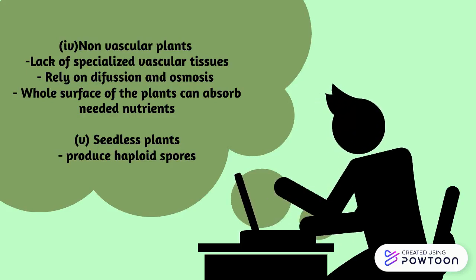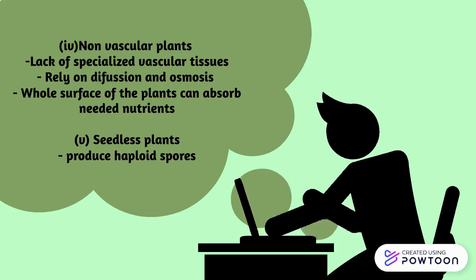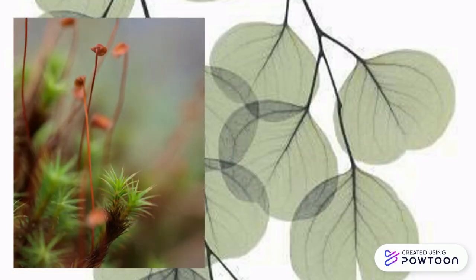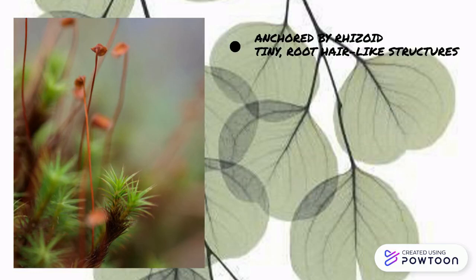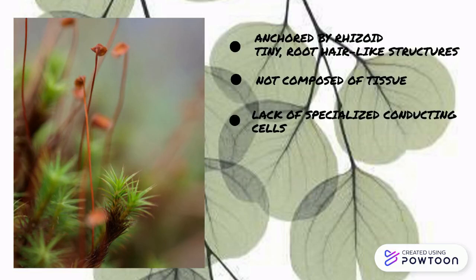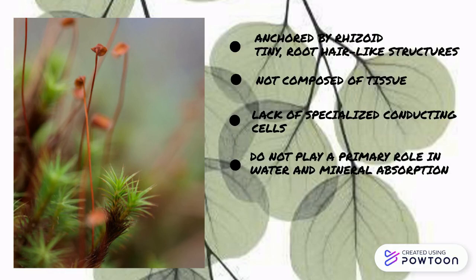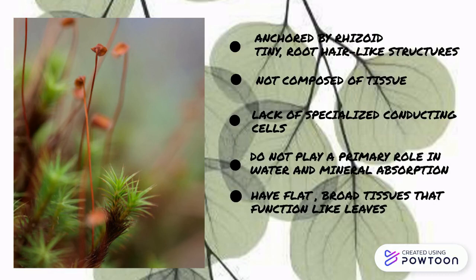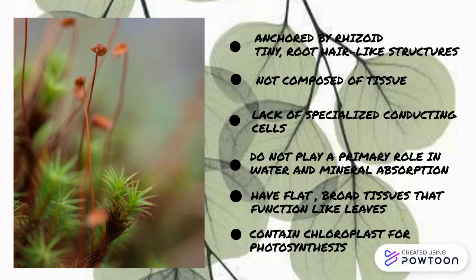And also, bryophyte is the simplest plant which produces haploid spores. The other unique characteristic of bryophyte is that it is anchored by the rhizoid, a tiny root hair-like structure, not composed of tissue, which lacks specialized conducting cells. The most important thing is that bryophytes do not play a primary role in water and mineral absorption, have flat broad tissues that function like a leaf, and also contain chloroplast for photosynthesis.